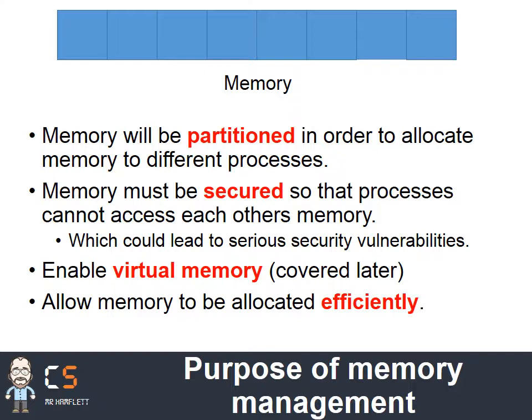Virtual memory is something we're going to be covering later, but very briefly, it's where we use the hard drive or another secondary storage device as additional memory, and that's part of the purpose behind the memory manager. One of the most important things is to allocate memory efficiently, so that we make the best use of what is effectively a very finite resource. It's quite common to have more processes open that require more memory than is physically available, which is one of the reasons why virtual memory is so important.